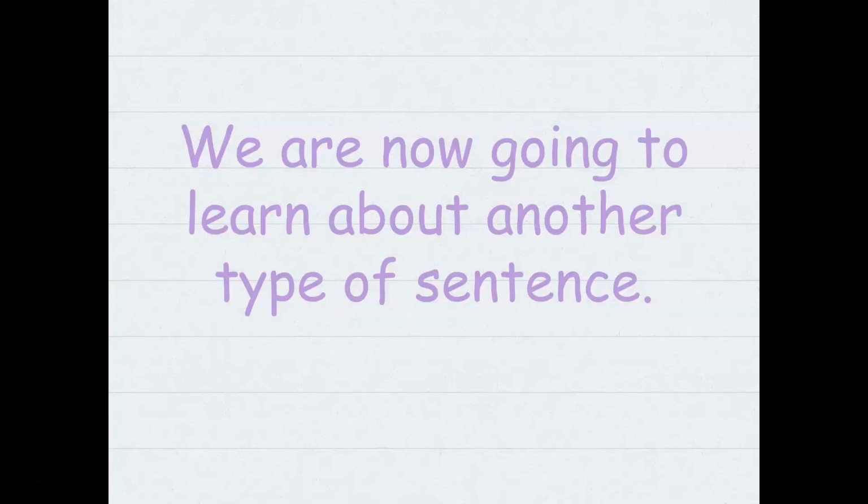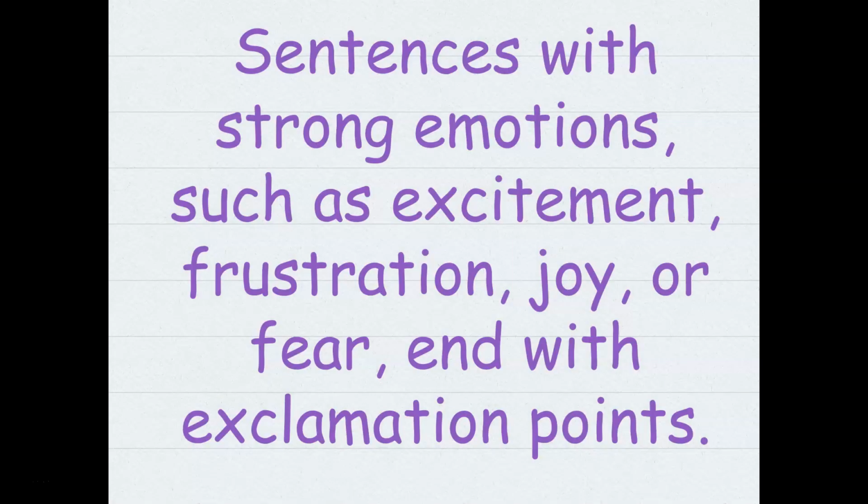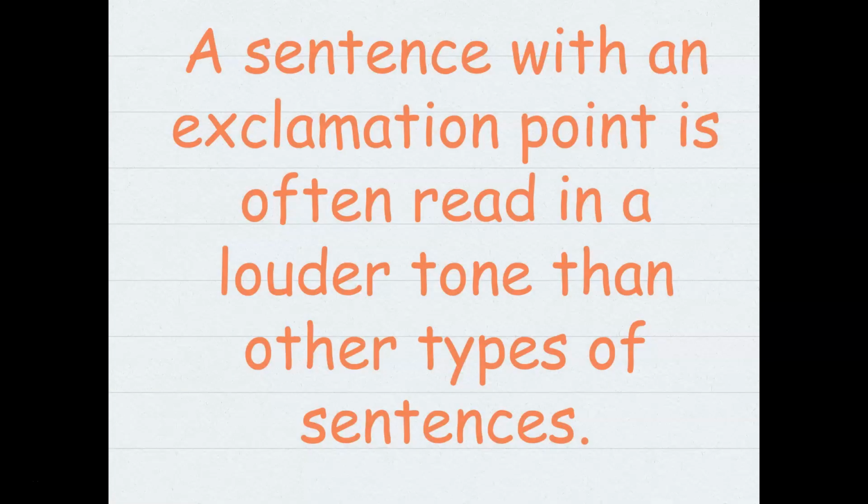We are now going to learn about another type of sentence. Sentences with strong emotions, such as excitement, frustration, joy, or fear, end with exclamation points. A sentence with an exclamation point is often read in a louder tone than other types of sentences. This is an exclamation point. We have already seen this punctuation in our reader, and now we can use the exclamation point when writing sentences to show strong emotions.